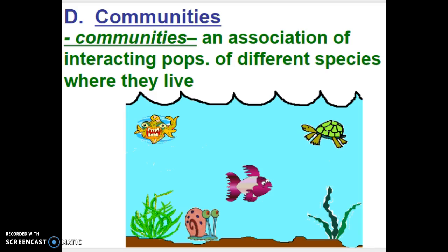Besides Gary the goldfish in our, let's say, pond ecosystem, we have a lot of other things living there. So a community is an association of a lot of interacting populations of different species where they live. This is where we're going to see a lot of these interactions with other organisms, in the community.